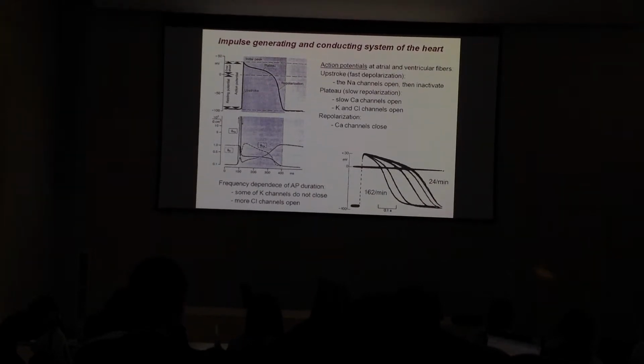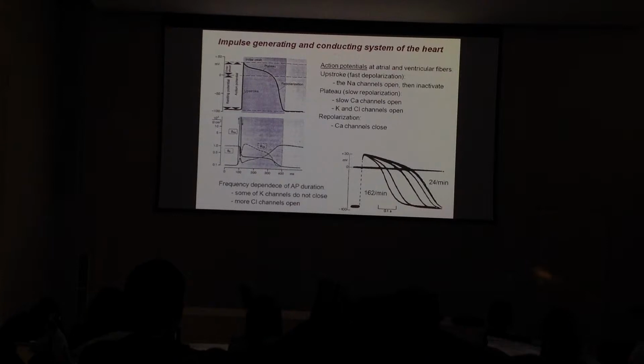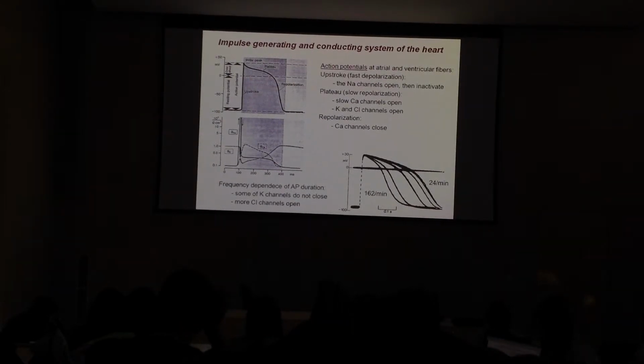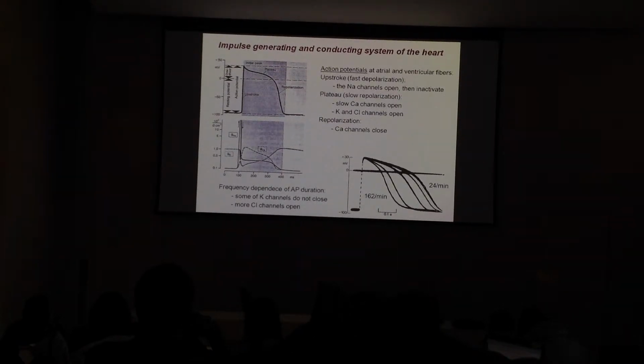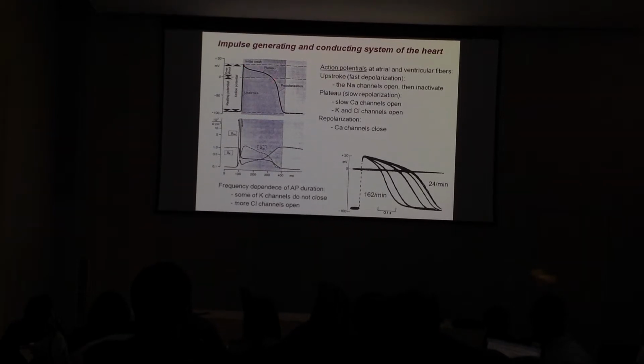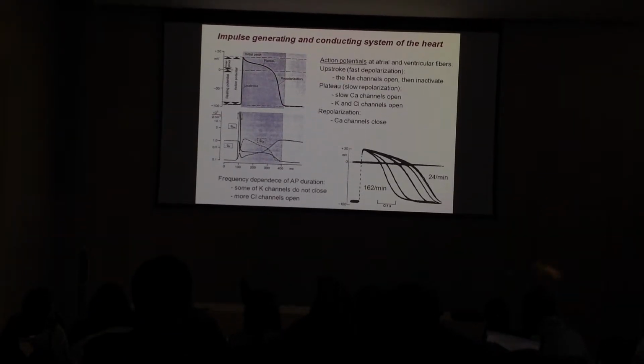Okay, now after the pacemaker action potentials, we have to continue with the second group of the normal action potentials, which can be recorded from the muscle fibers, so the working muscle fibers. And this is a characteristic action potential recorded at the ventricular fiber.